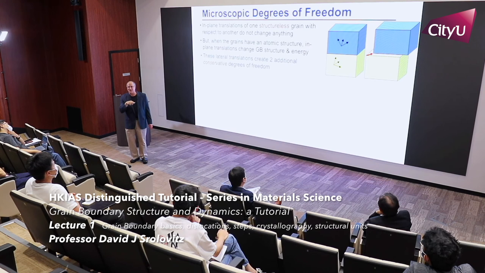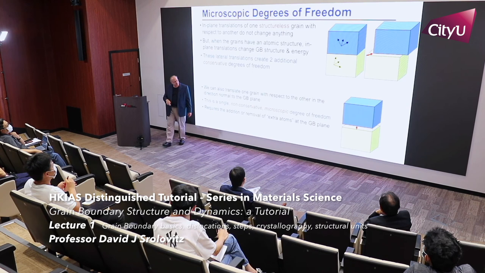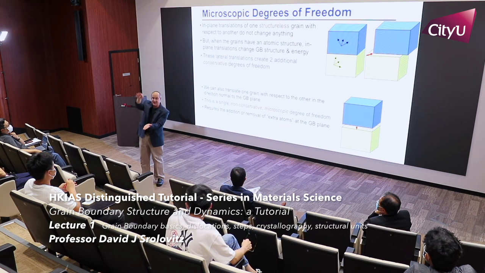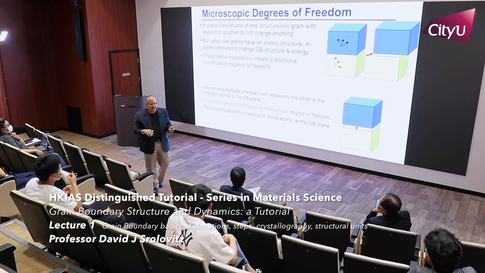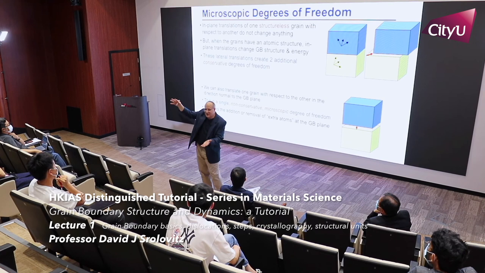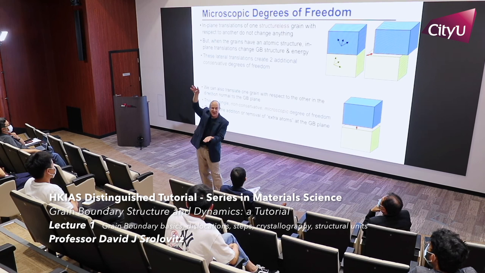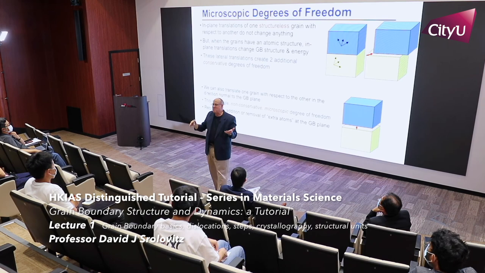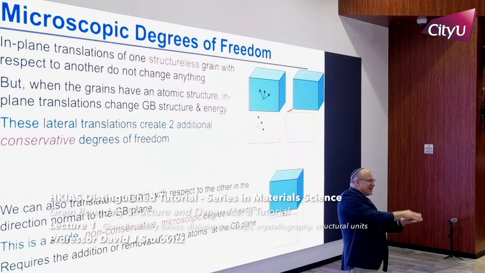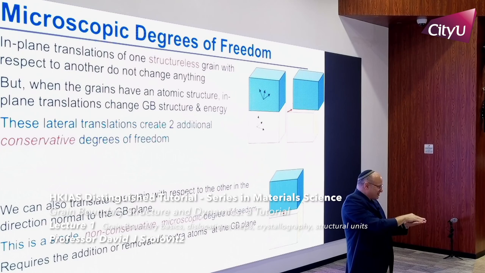There's one more though, which basically means I'm translating one grain relative to the other in this direction. Now, normally I don't have to think about this. Why not? Because if I tell you how the two grains are oriented, and how far I push them this way, you don't get to choose how close they are. They'll just move. When you minimize the energy, they go to equilibrium, to some very particular separation.